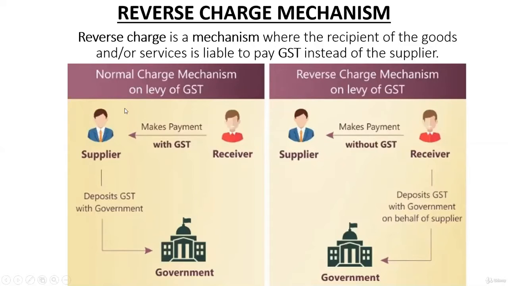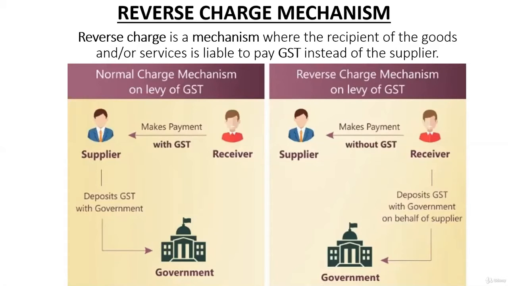For example, if a supplier sells goods to the receiver or the consumer of those goods, then the consumer pays the amount of the goods with the amount of GST to the supplier, and the supplier deposits the amount of GST through its returns to the government department.